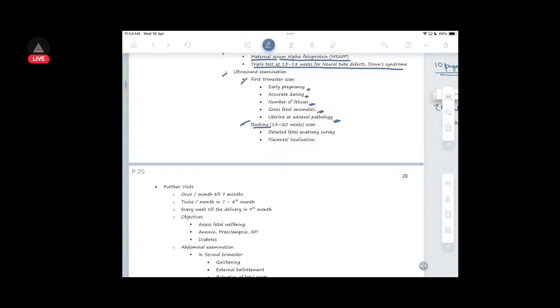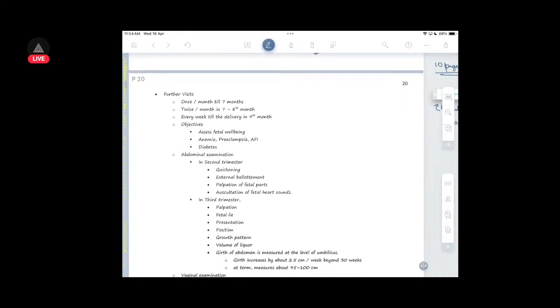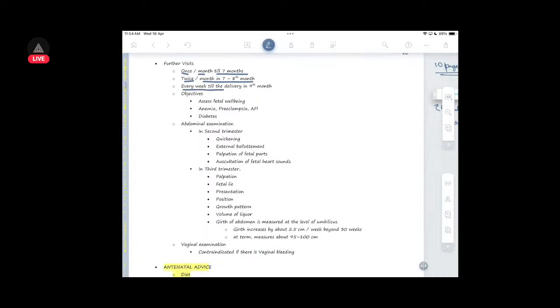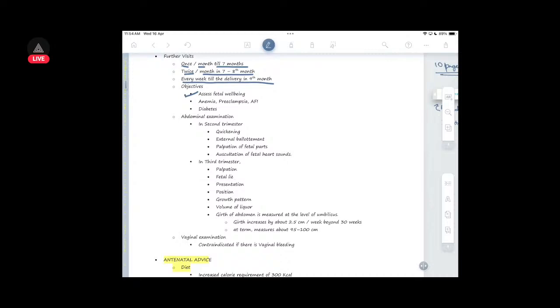Booking scan can be done at 18 to 20 weeks. Detailed fetal anatomy survey and placental localization can be done. Then further visits: once per month till 7 months, twice per month in the 7th and 8th, and every week until delivery in the 9th month. So assess fetal well-being, anemia and preeclampsia, AFI also needs to be assessed, and diabetes needs to be assessed.